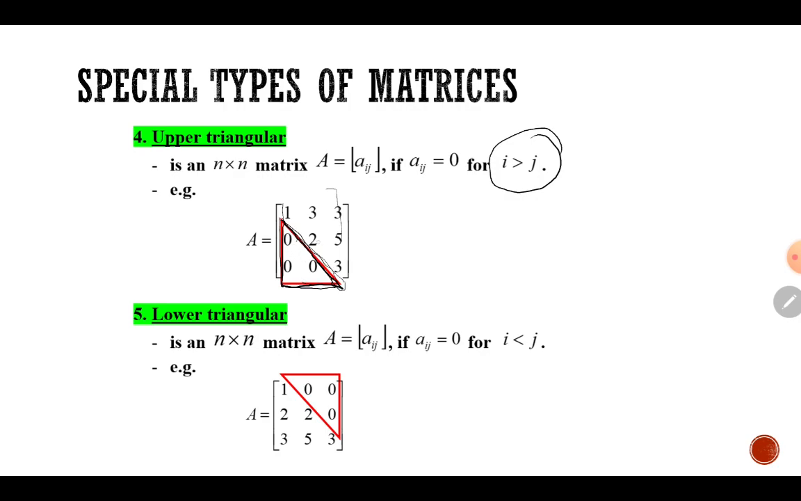Okay, the entry for I more than J is equals to 0. Apa maksud I more than J? Yang ni apa position dia? This is A21, am I right? This is A31. This is A32.